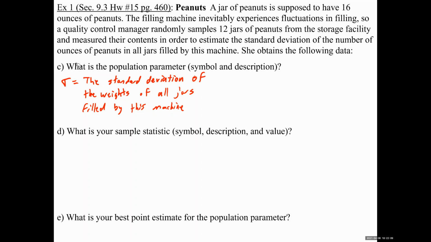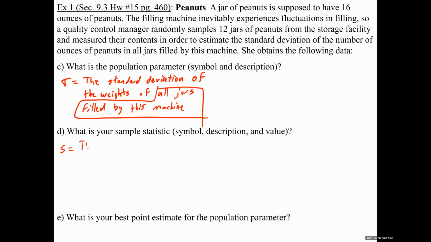But in reality, we don't even have the jars, so we can't collect the data because we've sold those jars or whatever. So we're going to guess sigma. How do you guess sigma? You take a sample and you calculate the standard deviation of the numbers in the sample, which is called S. Part D, what is your sample statistic? The symbol is S. When you describe it in words, you're basically going to say the same thing, but where we mentioned the population, you're going to change it to the sample.